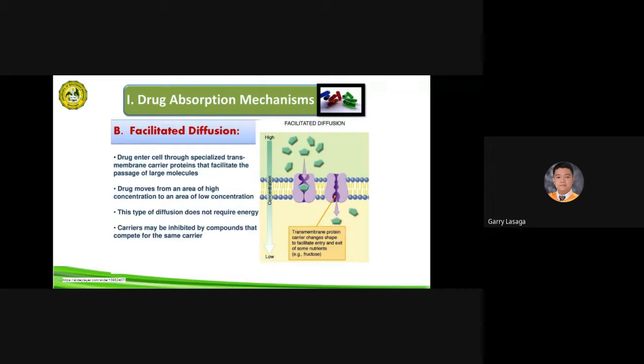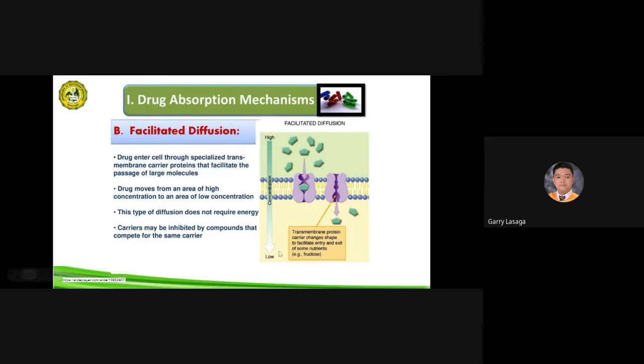concentration. For the drugs that are transported across the membrane by way of simple diffusion, examples are the lipid soluble drugs, or those drugs that are nonpolar. When we say lipid soluble drugs, these drugs are able to readily pass across the cell membrane without the aid of transport proteins.